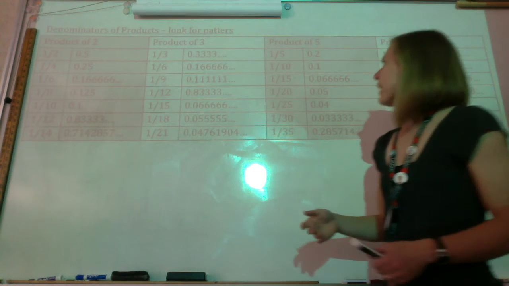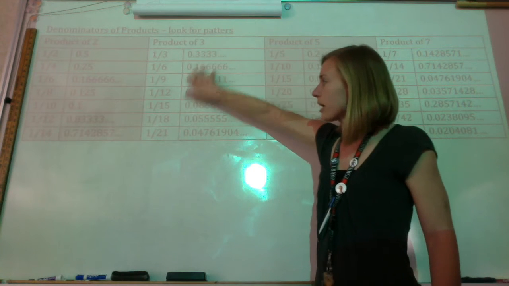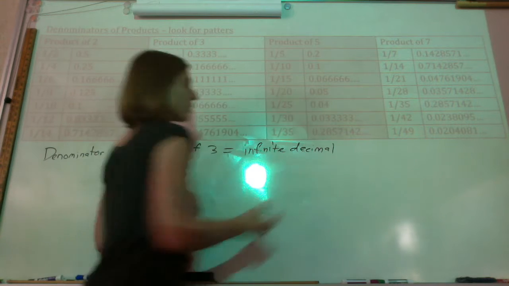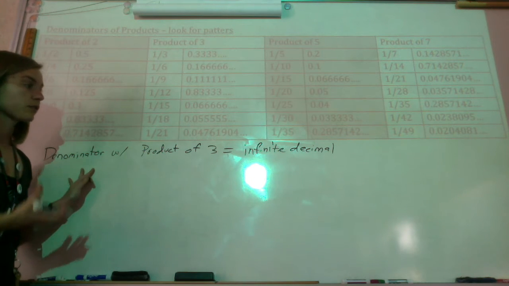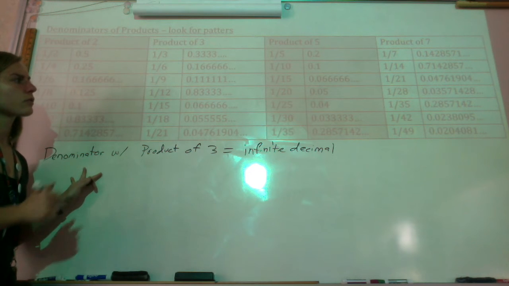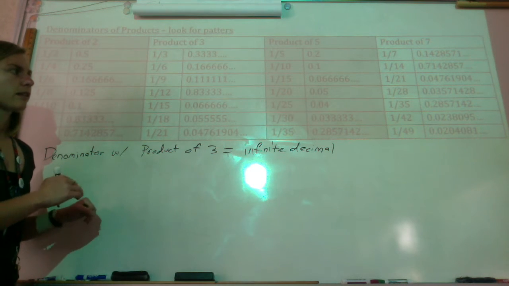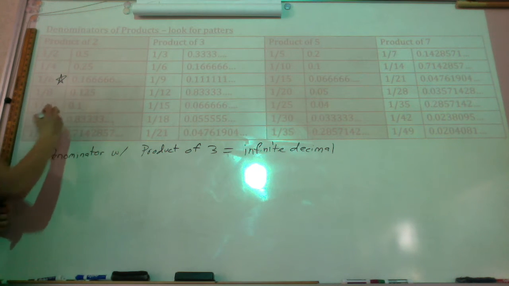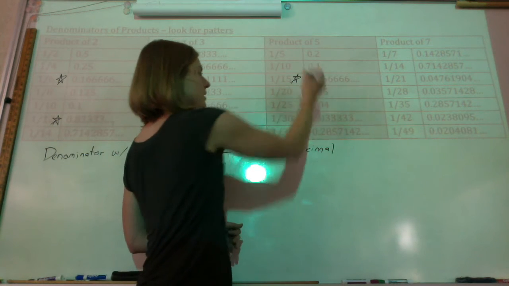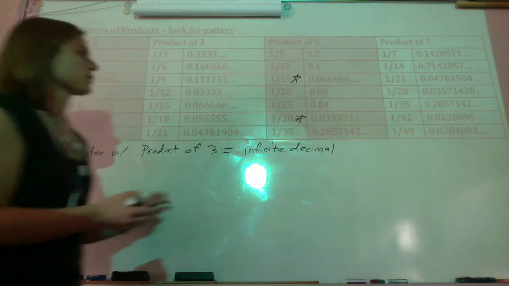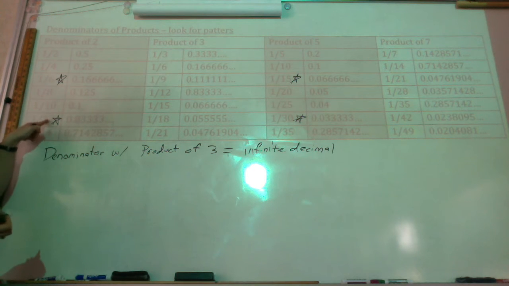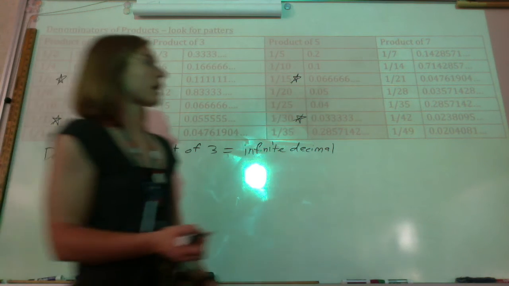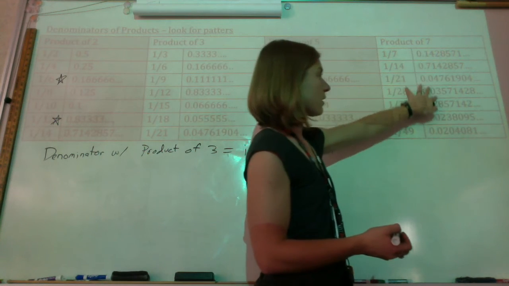So right off the bat, I definitely noticed that anything that has a product of 3 is going to be an infinite decimal. So any denominator with a product of 3 is an infinite decimal. There are some that are also products of 3 in some of these other ones, like 1 over 6, or 1 over 12, or 1 over 15, or 1 over 30. And we actually see that holds up, that these ones that were also products of 3 are still infinite decimals. Something else I noticed is that all of our products of 7 are infinite decimals.